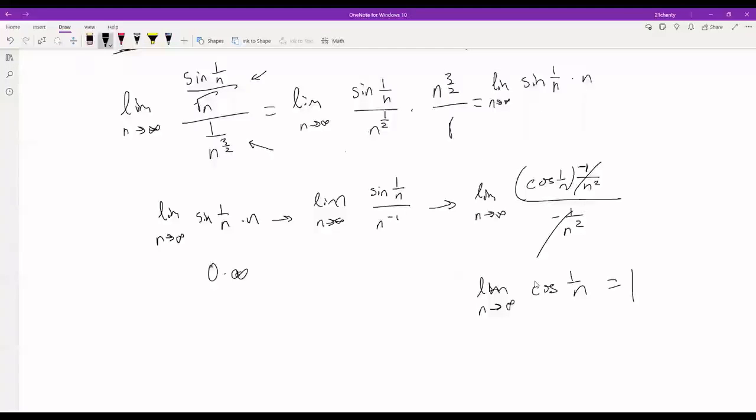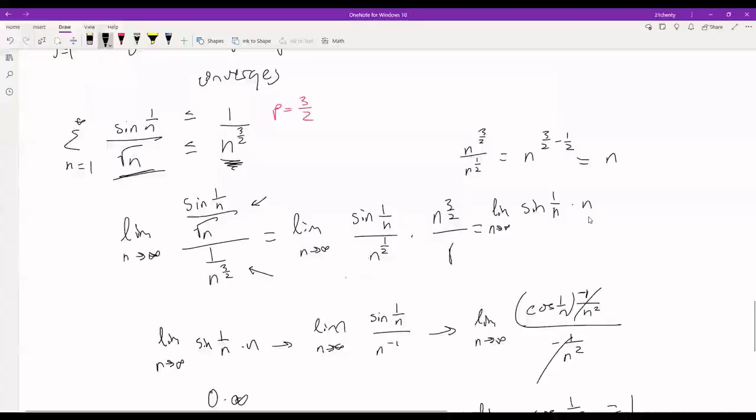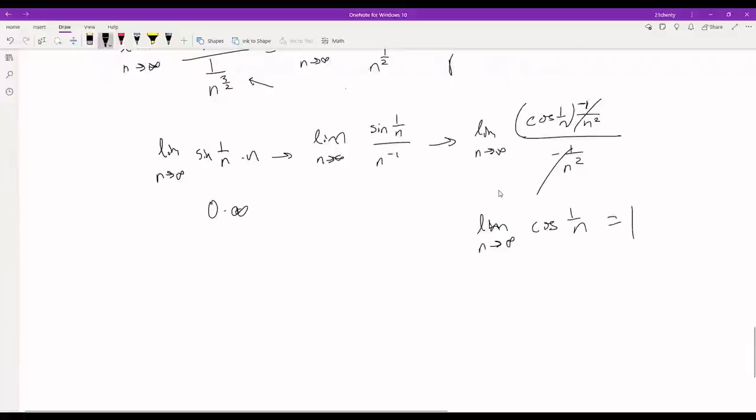So since 1 is between 0 and infinity, we know that the top and the bottom have the same behavior. And so since the bottom we know converges, then the top also converges. So this series converges.